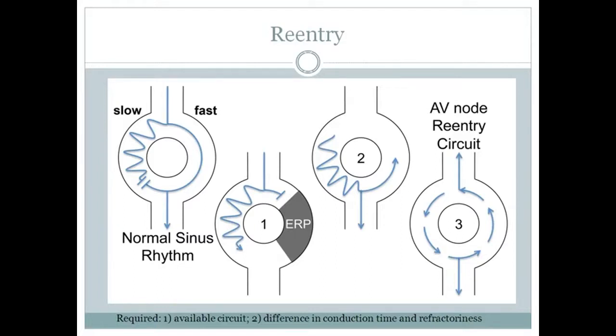When you have an extra stimulus that comes early, a PVC or a PAC, that impulse comes down, and the fast pathway is slow to recover. It's not ready to conduct, it's refractory. So it goes down the slow pathway. Since the conduction down the slow pathway is slow, by the time it reaches the fast pathway, it is ready to conduct, and it starts a circuit. Okay? That's how reentry works.